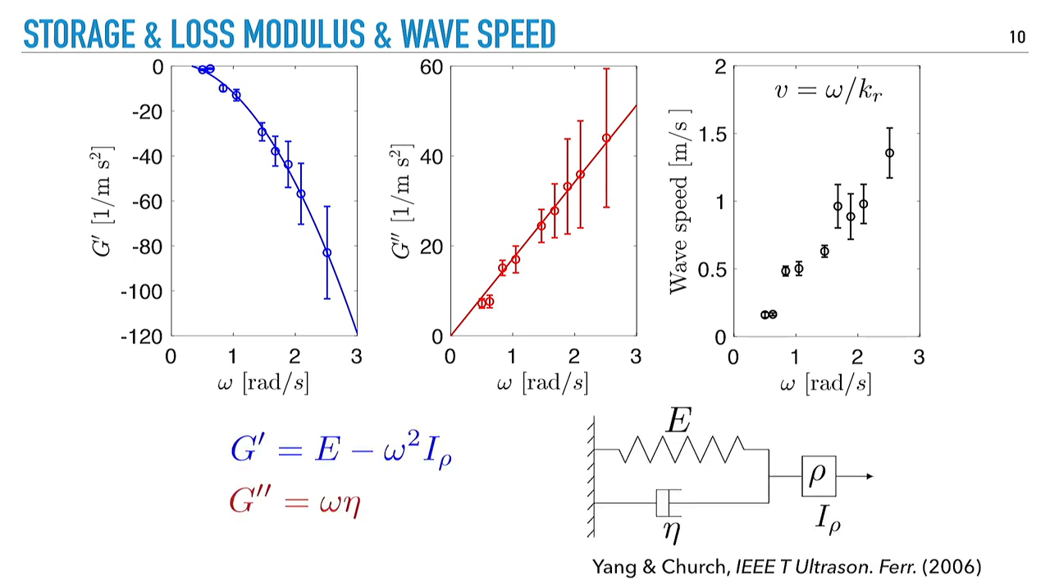I have fitted the loss modulus and storage modulus with these two functions, the blue and the red one, and that's from a viscoelastic model that's based on a spring with elasticity E, a viscous dashpot with viscosity eta, and a mass. So this is the typical Voigt model, but then with a mass added. And what this mass does, it adds some inertia to the system. And you can see that through the parameter I rho, it allows the G prime to be negative. And the fit actually shows very nicely that we have a constant elasticity, a constant viscosity for the swarm as a function of frequency.